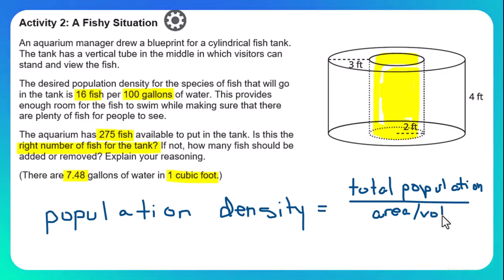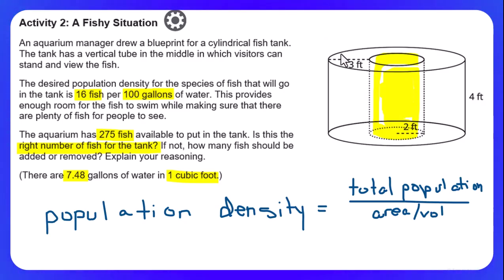I'll just abbreviate volume. All right, let's see what we have here. What we need to do is calculate the volume of the fish tank. So the fish tank is going to be the cylinder, this large cylinder.